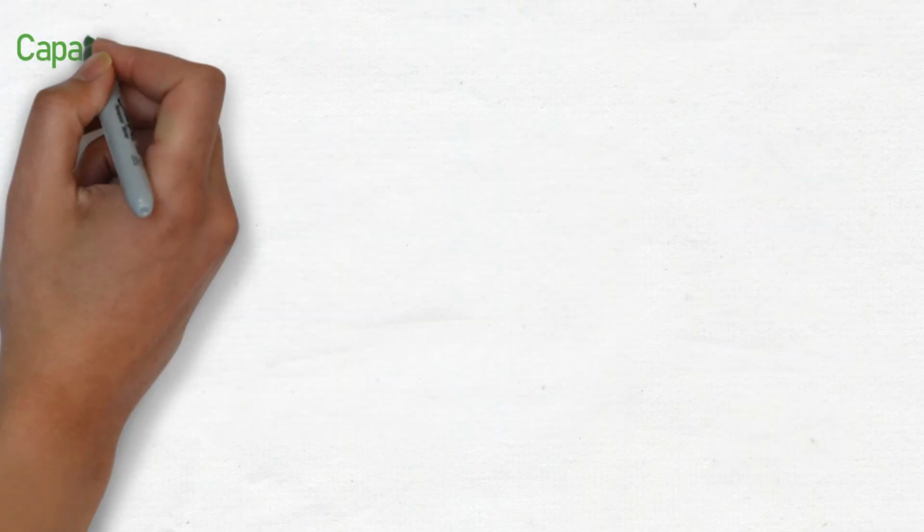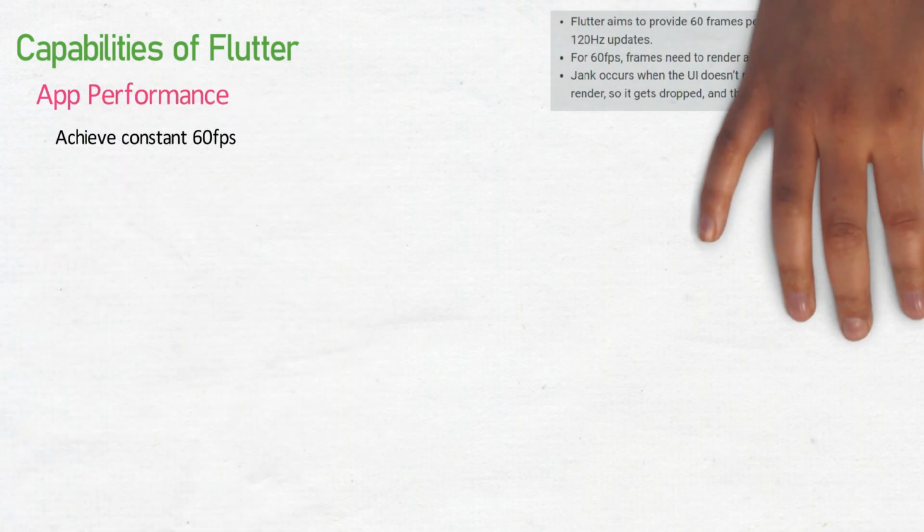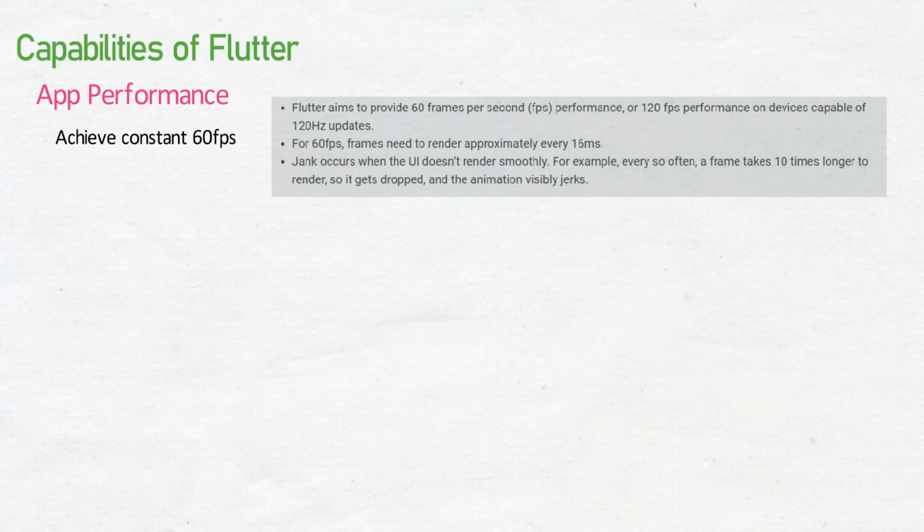Capabilities of Flutter. Flutter is designed to help developers easily achieve a constant 60 FPS. Flutter apps run via natively compiled code. No interpreters are involved. This means Flutter apps start quickly.